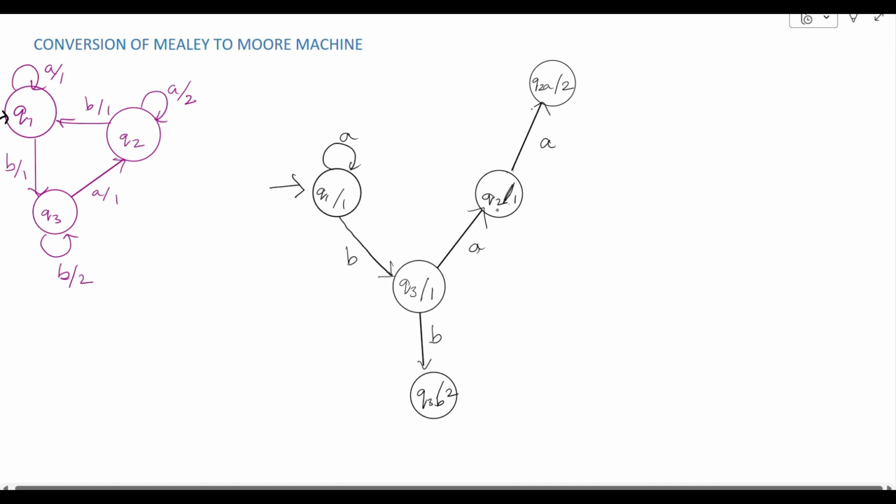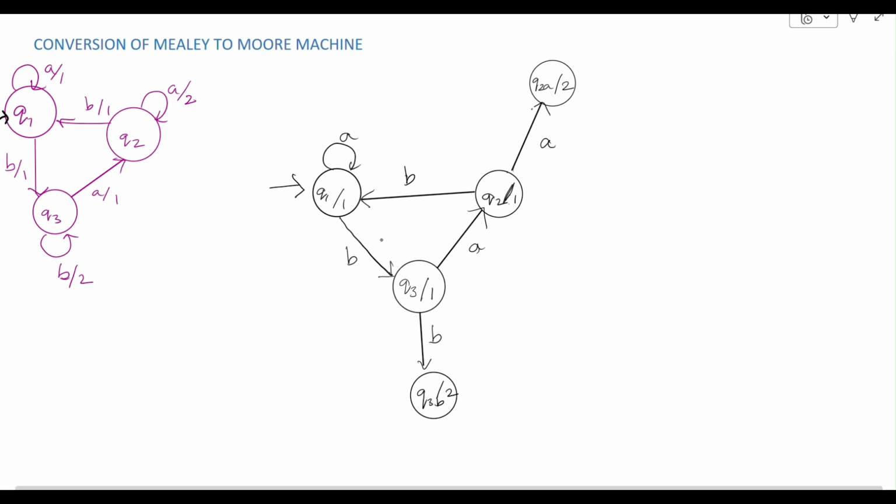And Q2 on accepting B, it moves to Q1 and it is producing the output 1. So already the output is 1 here, so there is no issue. You can make it as B and it is producing the output 1.